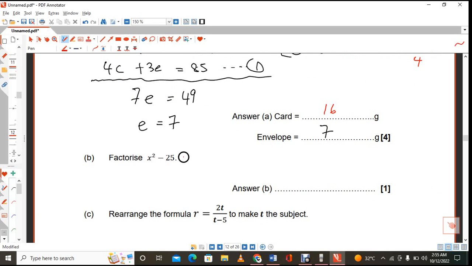Factorize this completely. This is the difference of two squares, so this one should be straightforward for you: x minus 5 and x plus 5.